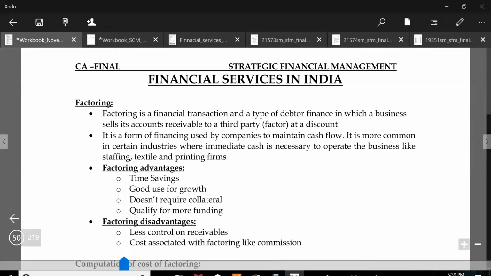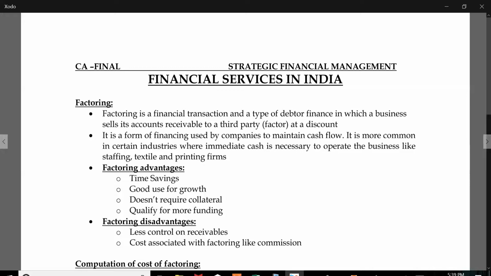Okay, we'll start today with a new area. I'm not continuing with capital budgeting. I'm just moving to a small area called financial services. So there is, I think, chapter 8 and chapter 10, which are small chapters. One is on financial services, second is on money market operation. Let's see how much we can complete today.